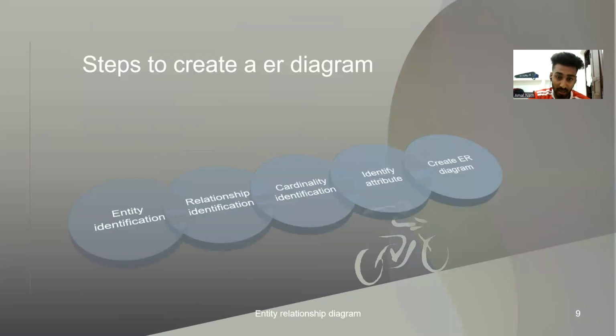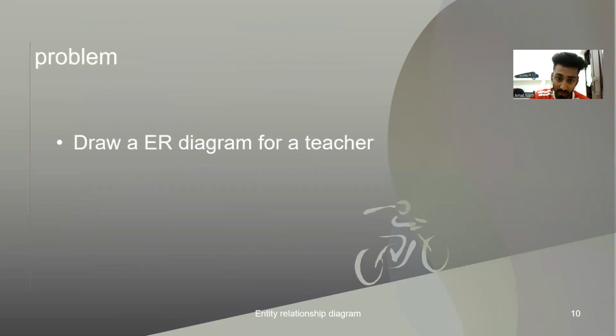Steps to create an ER diagram. Entity identification, relationship identification, cardinality identification, attribute identification, and the last one is create ER diagram.